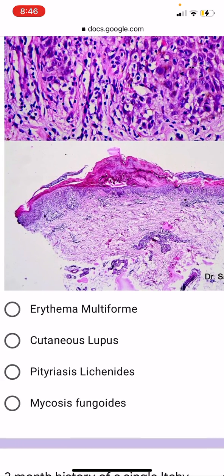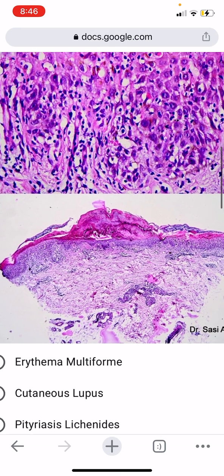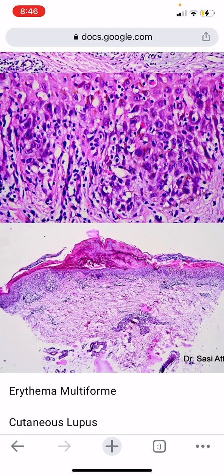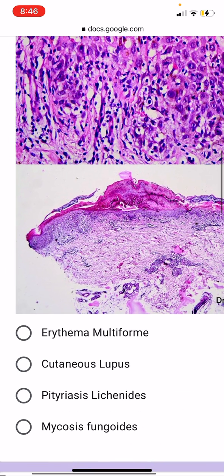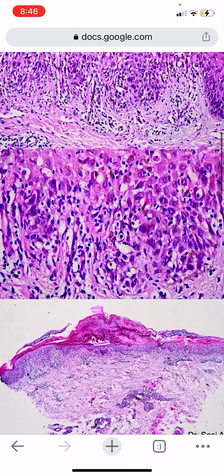In erythema multiforme, you often see orthokeratosis. There's no parakeratosis, and you see epidermal necrosis, which is absent here. These are just keratinocytes which are spongiotic. There's no necrosis. In cutaneous lupus, there's a superficial and deep infiltrate which is absent here, and there's normally no spongiosis or parakeratosis. In mycosis fungoides, again, no spongiosis, and often parakeratosis is absent. And the lymphocytes do have to appear a bit atypical.